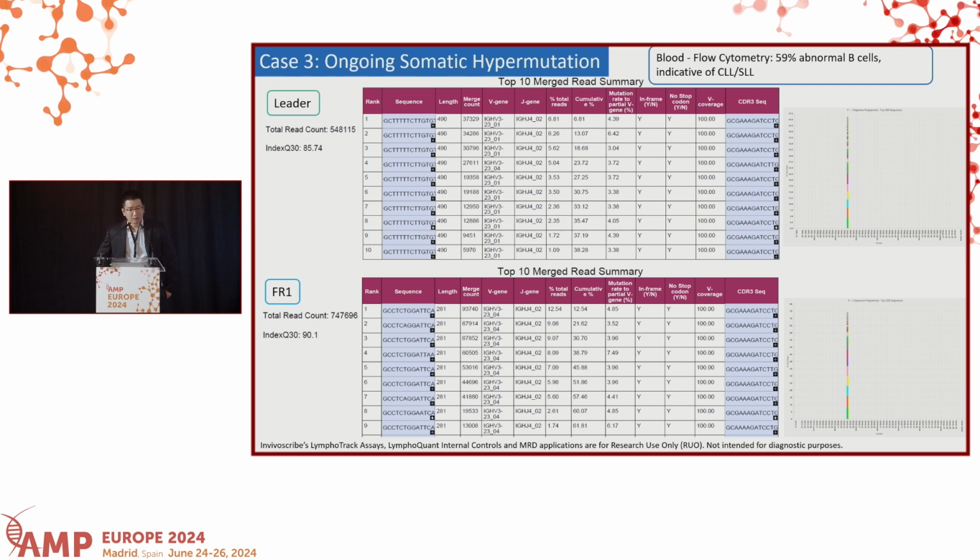The third case is a blood sample with a flow cytometry that shows 59% abnormal B cells, indicative of CLL, SLL. When we test for leader and FR1, and after merging, all the sequences have the same VJ gene name, and the frequencies are distributed due to ongoing somatic hypermutation. This is a case where it will be complex for monitoring for future MRD testing, and the level of detection can be underestimated. A less stringent MRD search for these sequences requires analyzing multiple sequences.